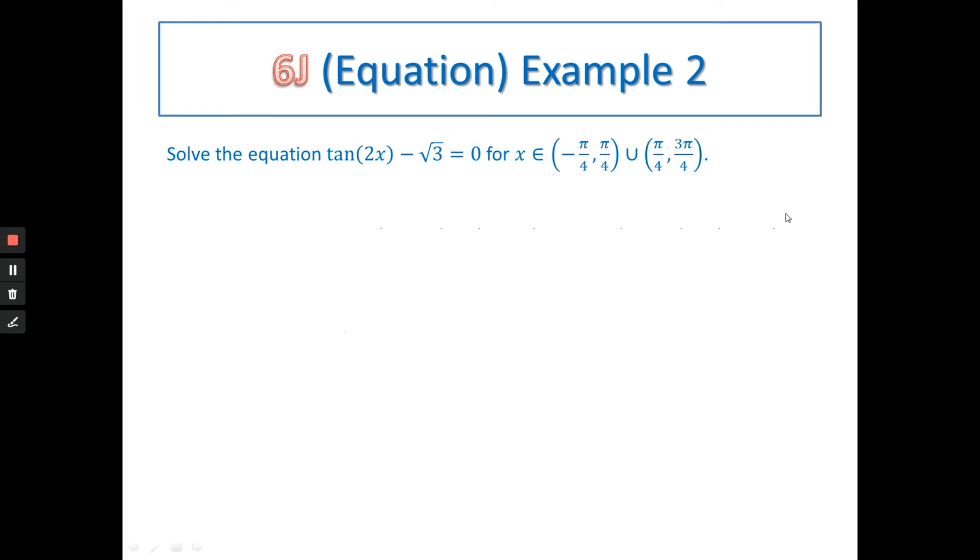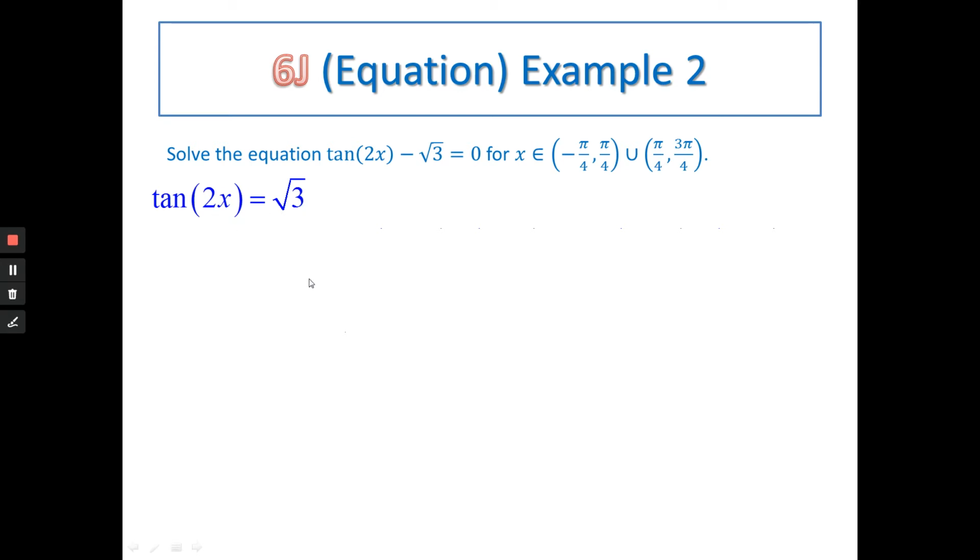Moving on to example 2, this one's a bit more complex. Let's see how it works out. The equation is tan of 2x minus root 3 is equal to 0. And our domain is x from negative pi on 4 to pi on 4, both non-inclusive, union with pi on 4 to 3 pi on 4, also non-inclusive. As we did before, you want to make tan 2x the subject. Once you do that, you end up with tan 2x equals root 3.